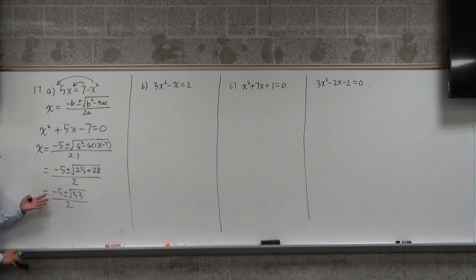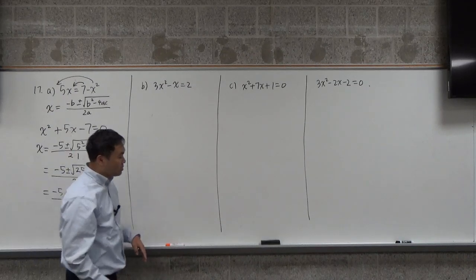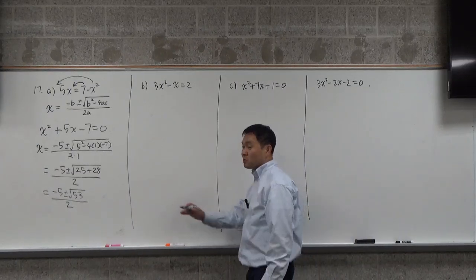And that's it. If 53 contained a square factor, then you would have to move it outside. In this case, 53 doesn't have any square factor. So that's as simple as you can get. Okay?